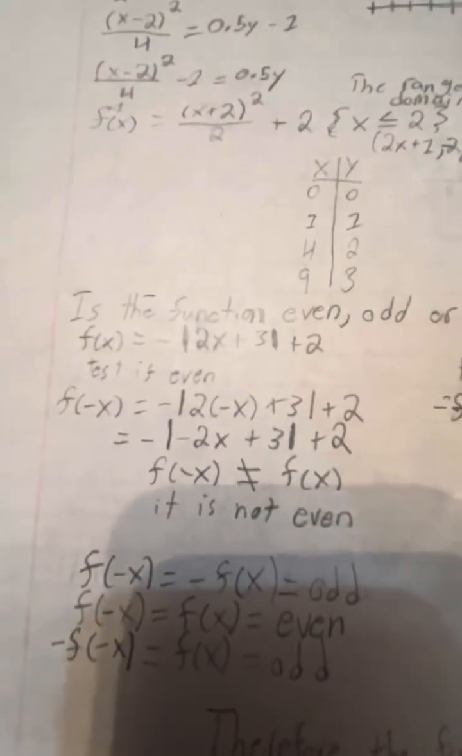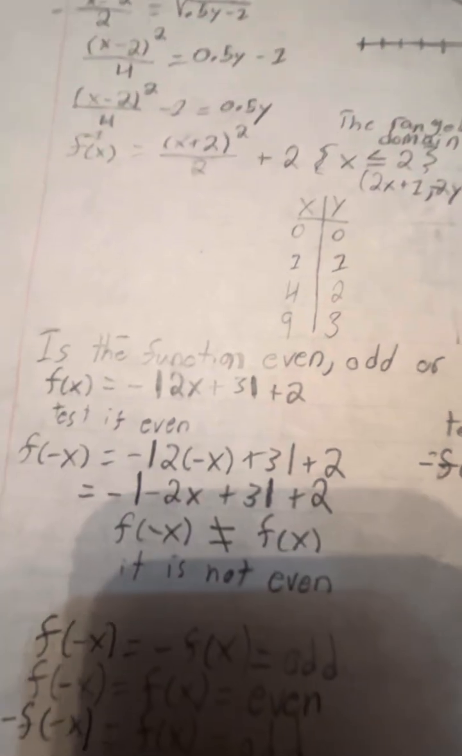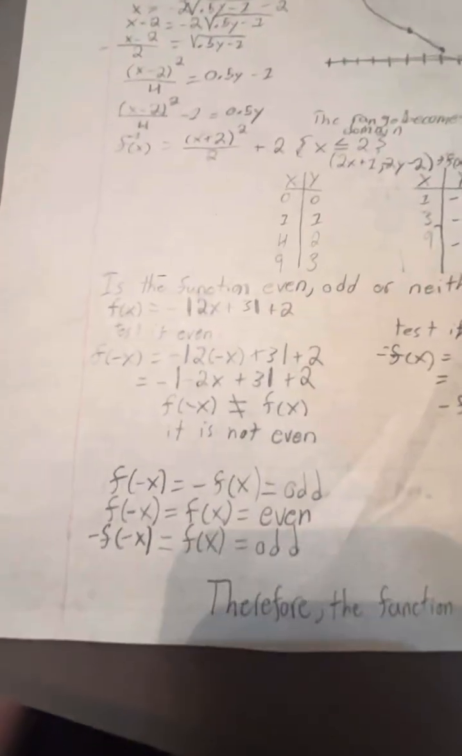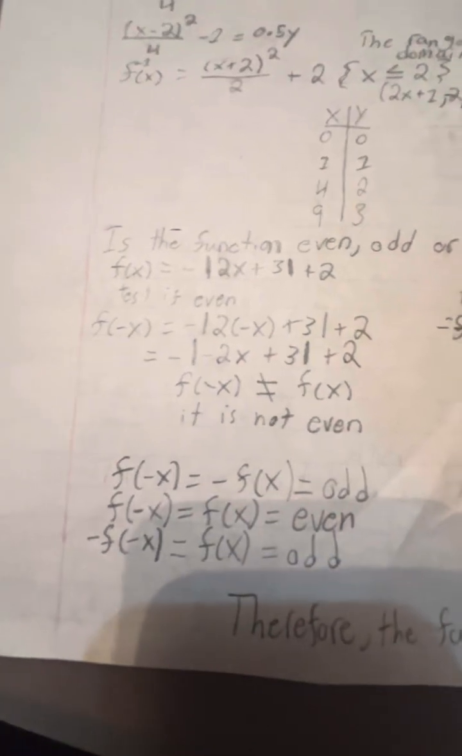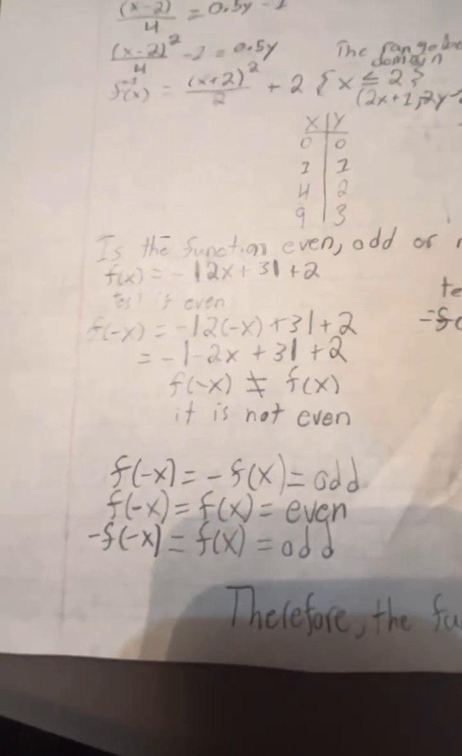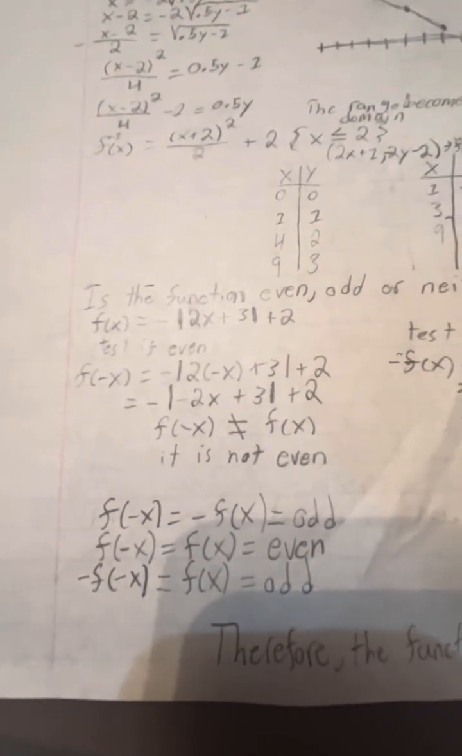My final question is, is the function even, odd, or neither? And the function is negative absolute value of 2x plus 3 plus 2. And first I tested if it was even by inputting negative x for x, and this gave me negative absolute value of negative 2x plus 3 plus 2. And this does not equal f of x, meaning it's not even, as you can see in the rules here.